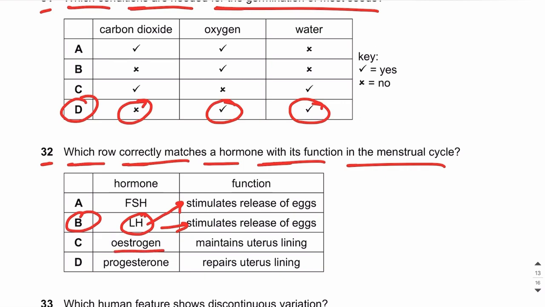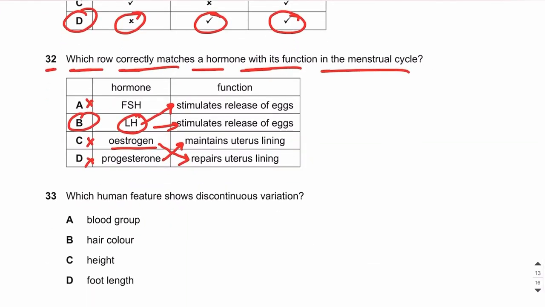If you talk about estrogen, so guys, estrogen repairs the uterus lining and does not maintain the uterus lining. Progesterone maintains the uterus lining, right? So the options are crisscrossed, and C and D are wrong. A is also wrong. Answer is B.